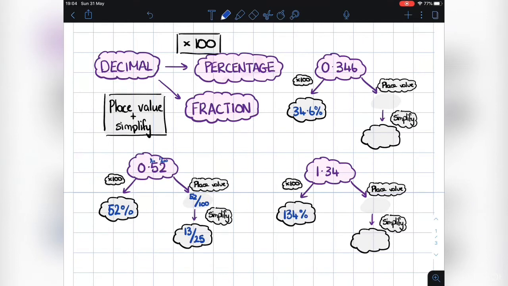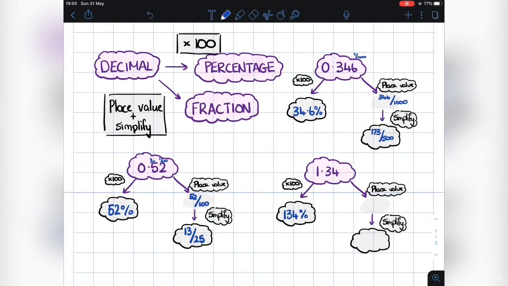Okay, let's look at the others. So we've got 0.346. The 6 is in the thousandths column. And that means we're going to write 346 over 1,000. And 346 over 1,000 simplifies to 173 over 500, just by dividing both the numerator and denominator by 2.